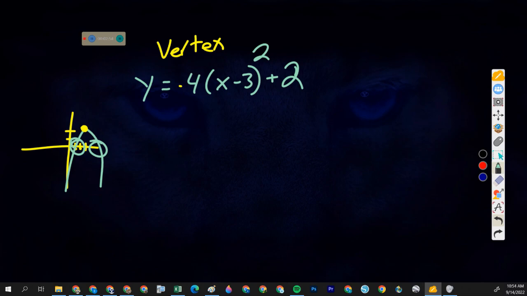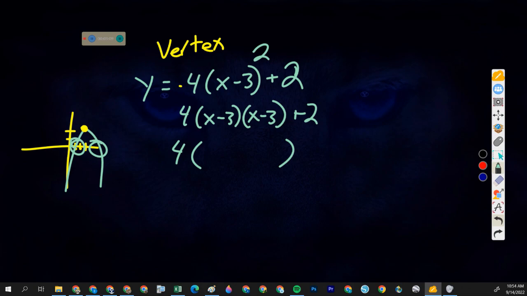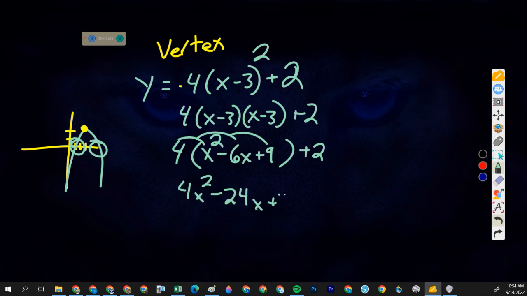So how do you convert vertex form into standard form? Well, it's really easy. We just multiply out the x minus 3's and then simplify. So hopefully you're really good at this now. What is that going to give us? X squared minus 6x plus 9 plus 2. So I put in the 4. 4x squared minus 24x plus 36 plus 2 becomes plus 38.